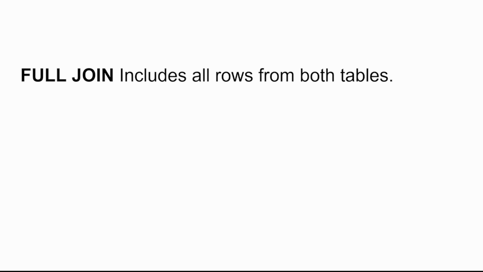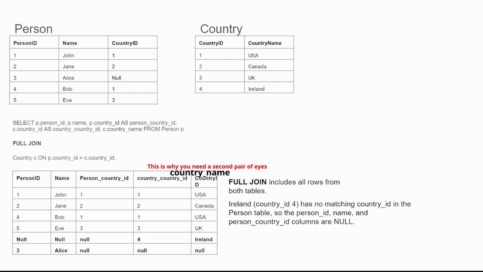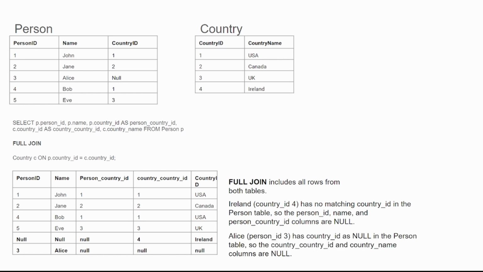Now a full join includes all rows from both tables. Here you can see everything. Ireland, with the country ID of 4, has no matching country ID in the person table, so the person ID, the name, and the person country ID columns are all null. So Alice, who has a person ID of 3, has a country ID as null in the person table, so the country ID and the country name columns are null.